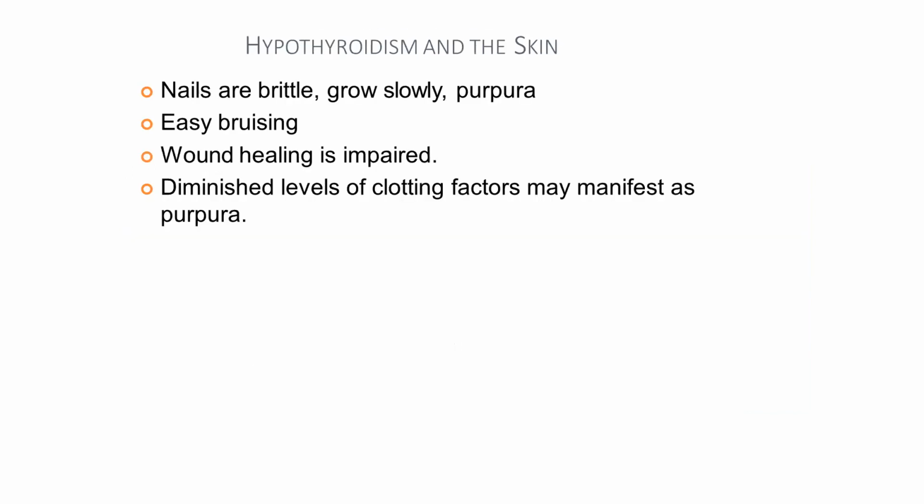Nails are brittle and grow slowly. Purpura and easy bruising occur, wound healing is impaired, and diminished levels of clotting factors may manifest as purpura.